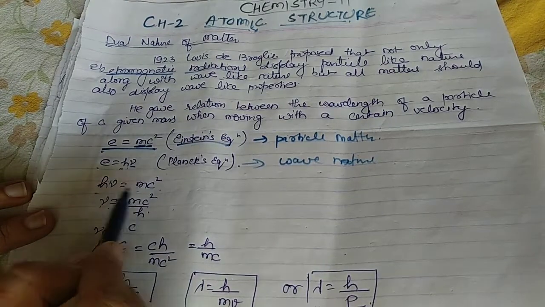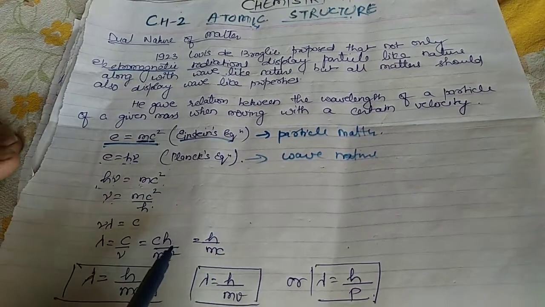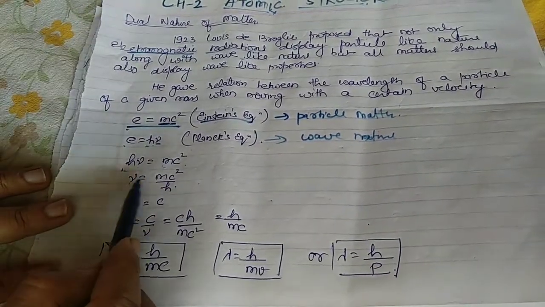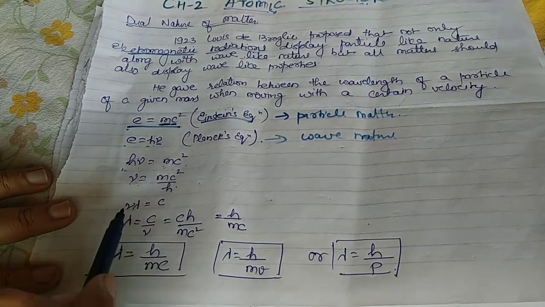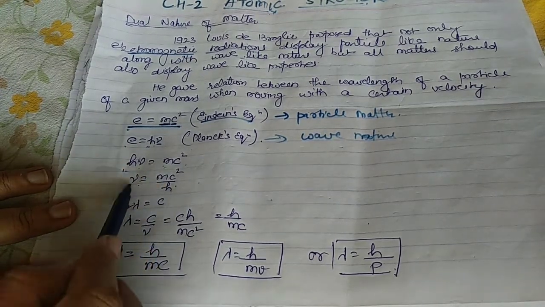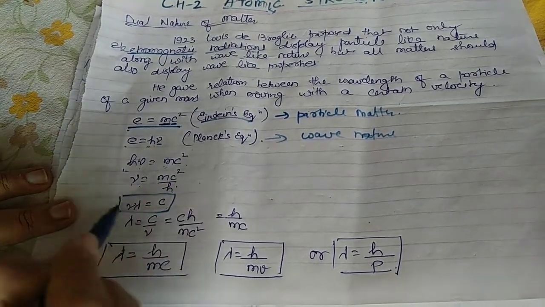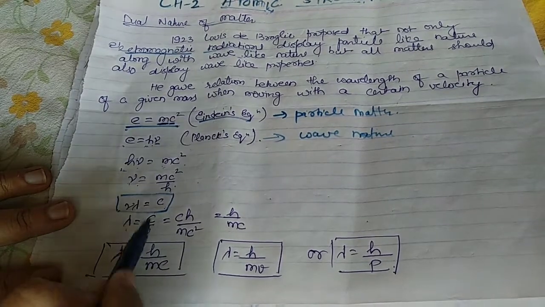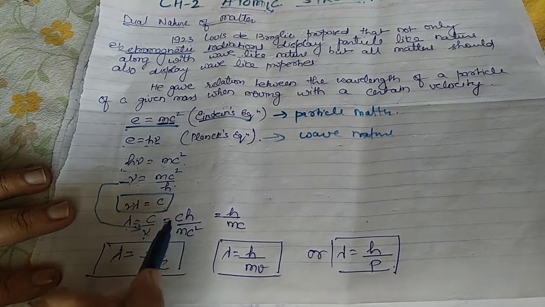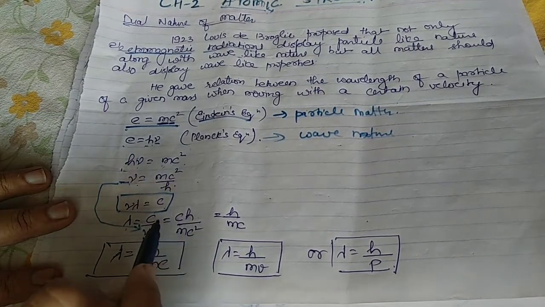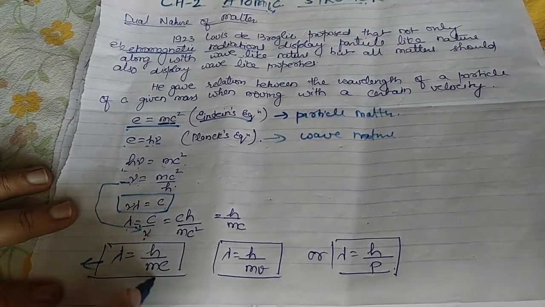Here nu is the frequency, m is the mass, h is Planck's constant, and c is the speed of light. So nu is equal to mc square by h. Now you know the relation c is equal to nu lambda, so lambda is equal to c upon nu. Putting the value of nu, we get ch upon mc square. Now c will be cancelled, so h upon mc. So the relation will be lambda is equal to h upon mc.